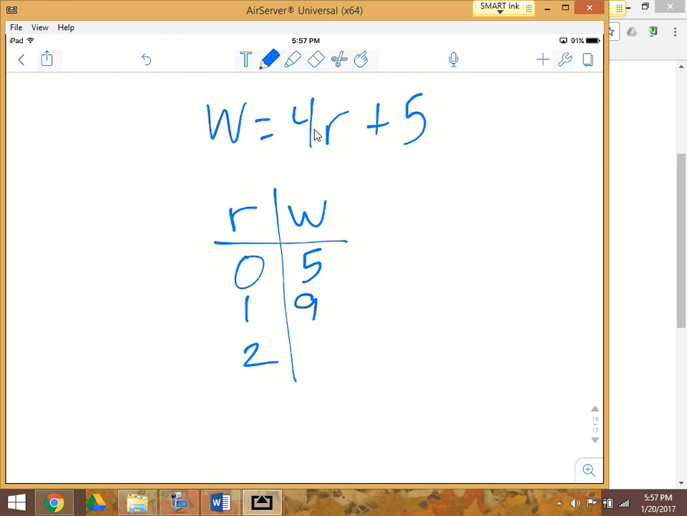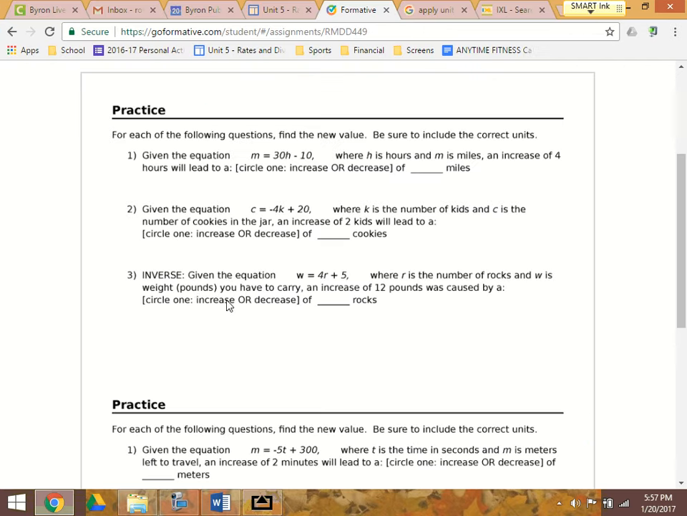Okay, so now let's go ahead and put 2 rocks. 4 times 2 is 8. And 8 plus 5 is 13. So now this means that if I have 2 rocks, I will have 13 pounds. 2 rocks, 13 pounds. All right, so I kind of got a good idea here. As the rocks increase, the weight increases. So I was right in my thinking that we are going to have an increase. But how many rocks? So I'm going to circle increase.